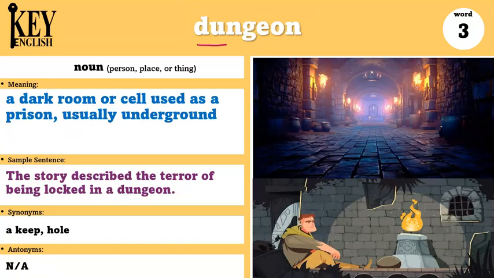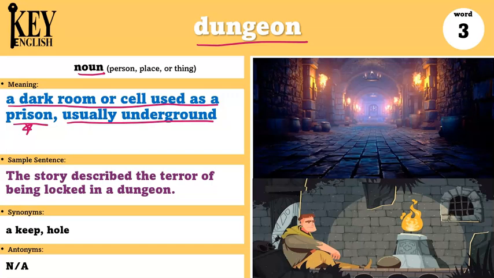Our next word is dungeon. Dungeon is a noun, and a dungeon is a dark room or cell used as a prison, usually underground. And a dungeon does not really exist anymore in today's world. We don't use dungeons as prisons anymore, but a long time ago, dungeons would be where the bad guys or prisoners would be held. Usually there would be dungeons underneath big castles.